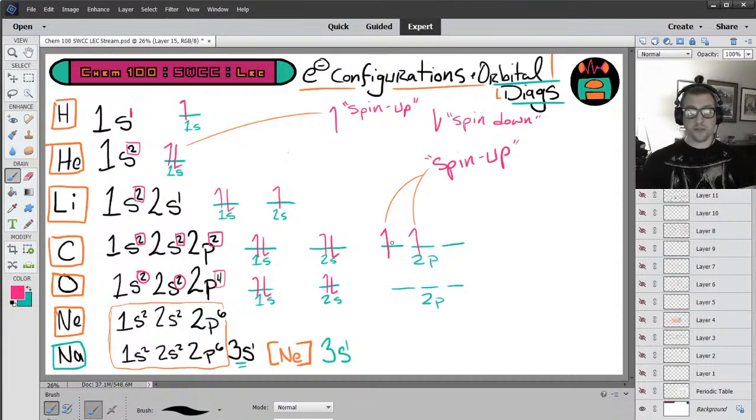They only do if they have to. We've got 4 electrons to house. We put 1, 2, 3 in, but now we have a 4th. The 4th has to go in one of these orbitals, so 2 of these have to pair up.